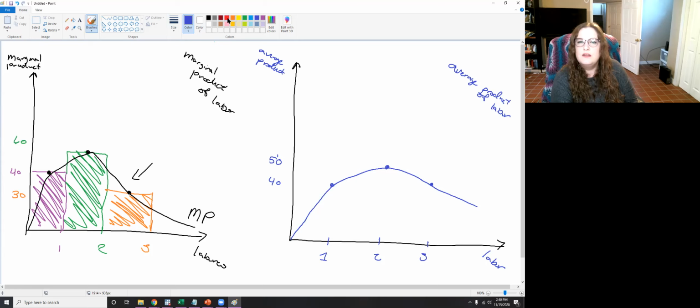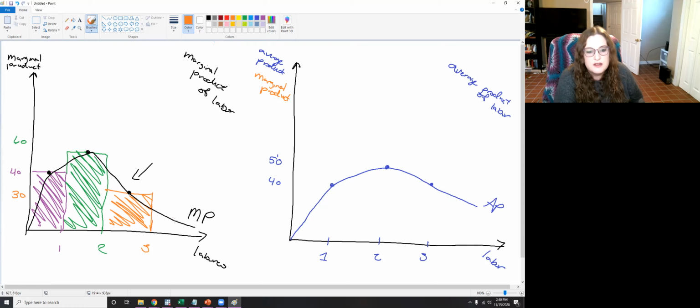So let's put AP. So that one's going to be for average product. Let's also put our marginal product on the same graph so that we can talk about it. So let's also have this as marginal product. This one's going to be in orange.